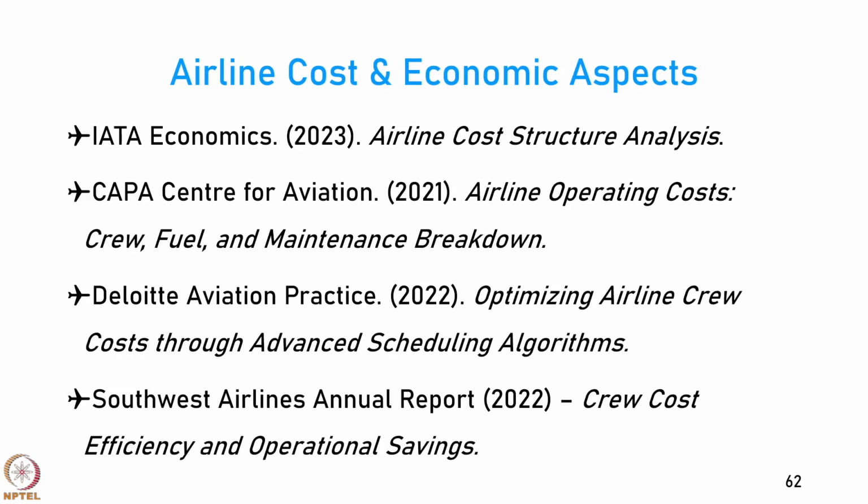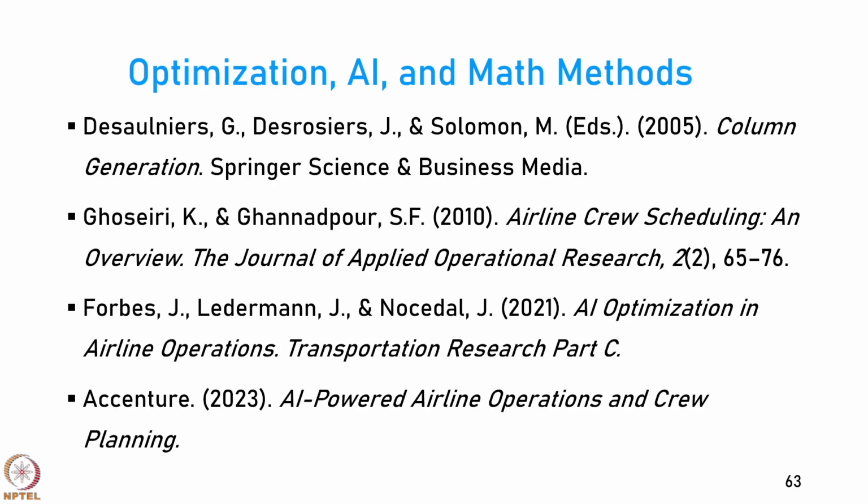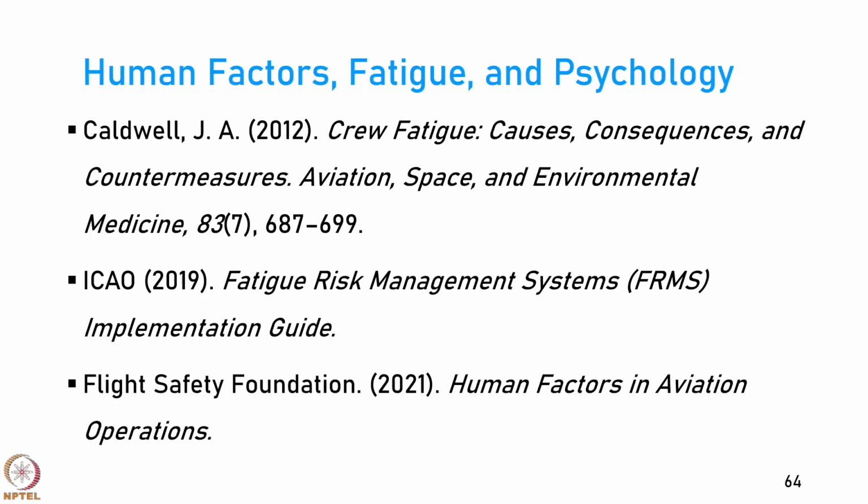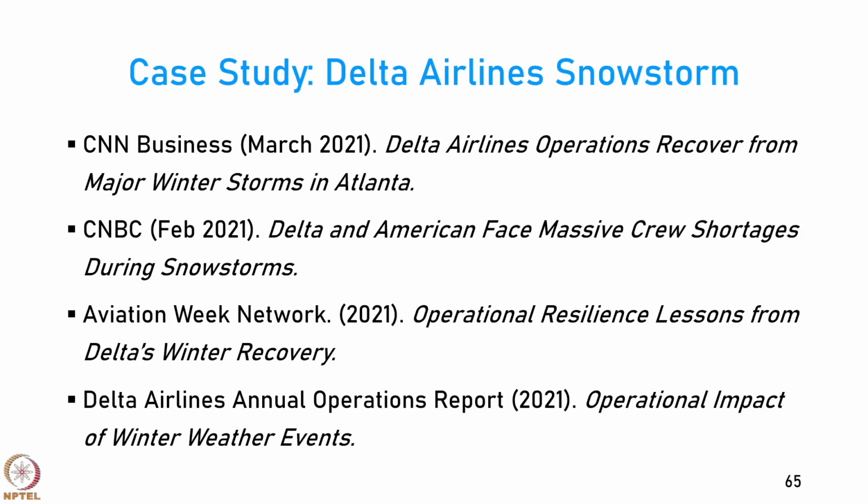Similarly, there are some very good reports and documents available to understand the economic aspects of airline and the cost. If you want to delve into optimization, AI and math models for scheduling, for example, I mentioned column generation as one method. Similarly, other tools in AI, please have a look at these papers. Some of them are very recent. And if you want to look at human factors, fatigue and psychology aspects related to scheduling, related to operations, these are some of the resources available to you.